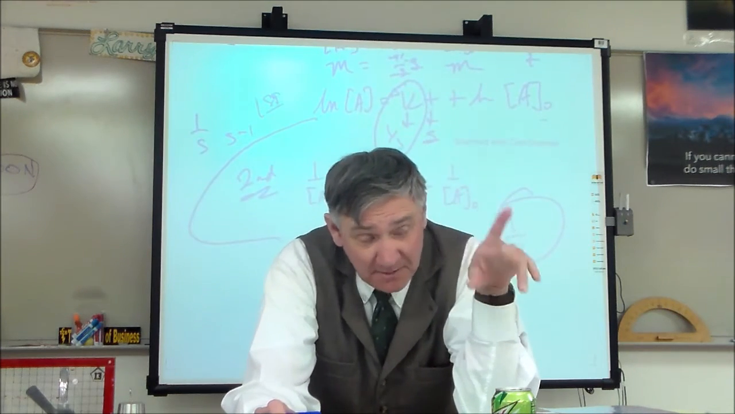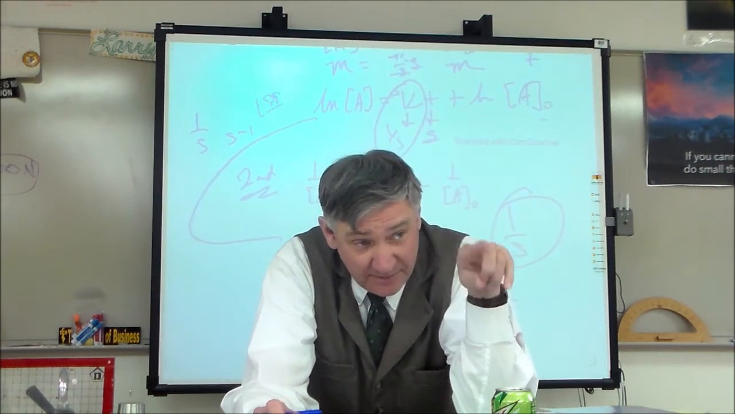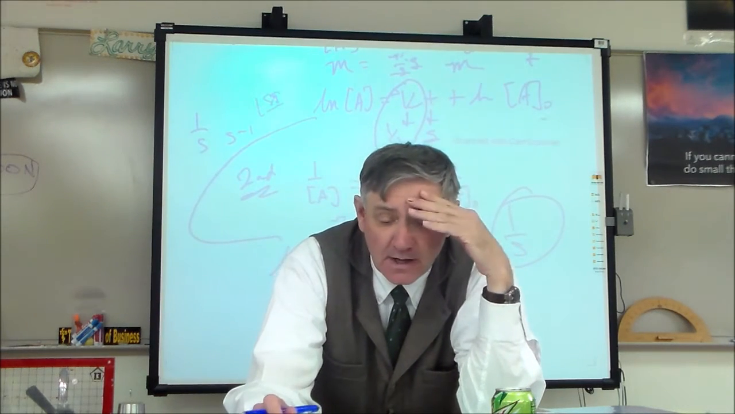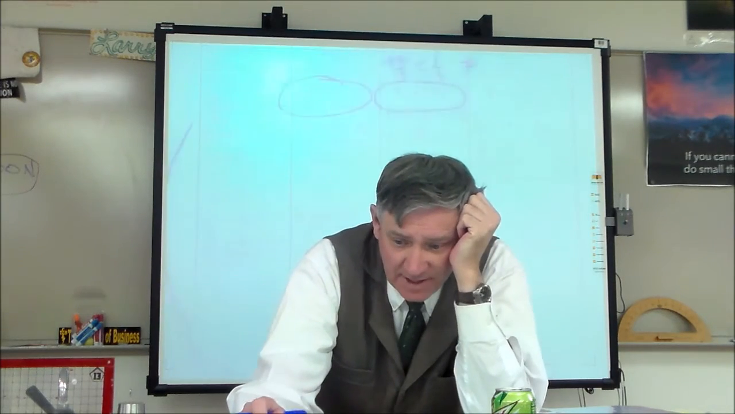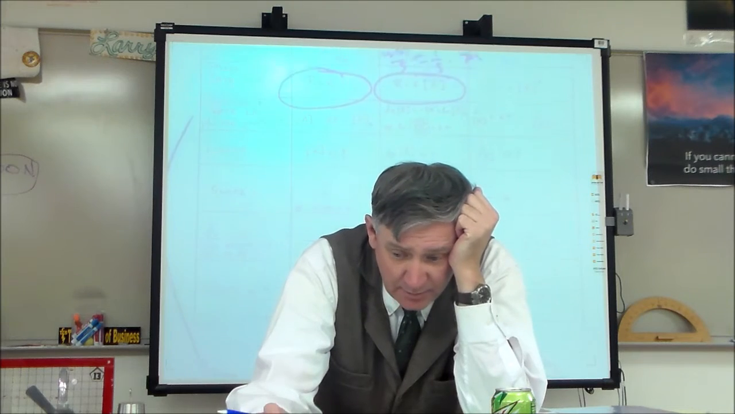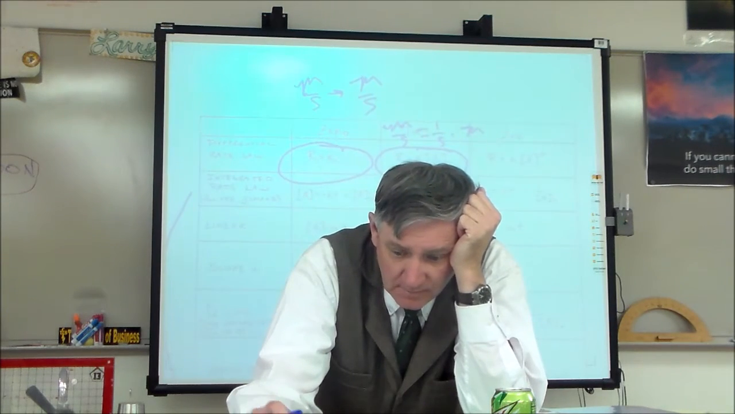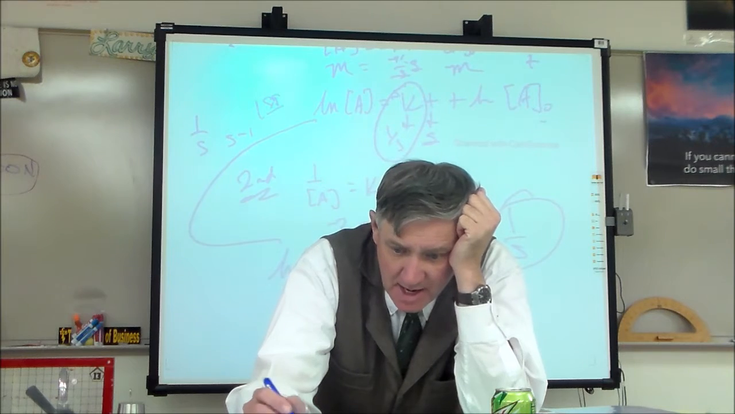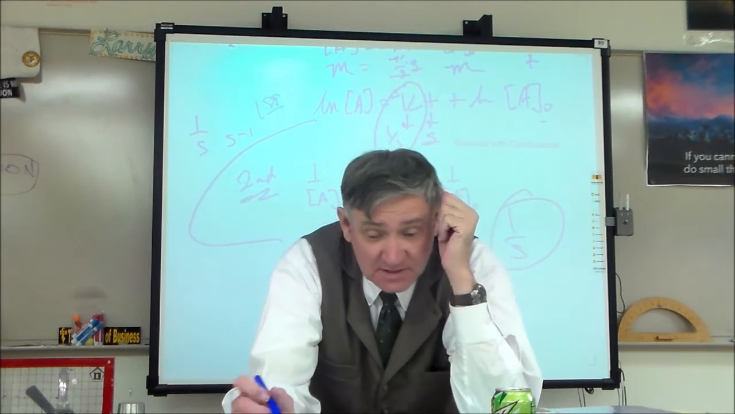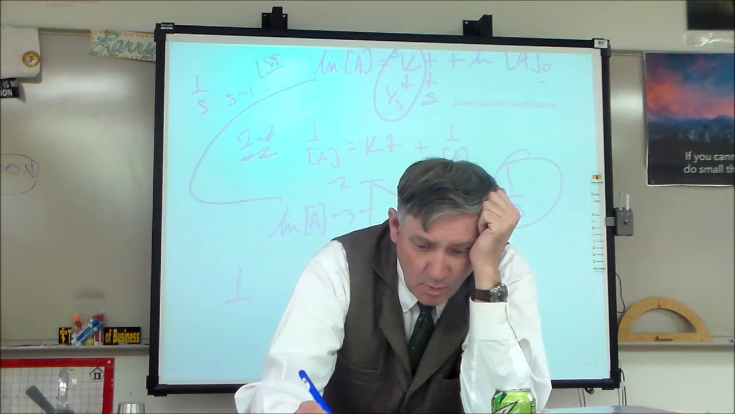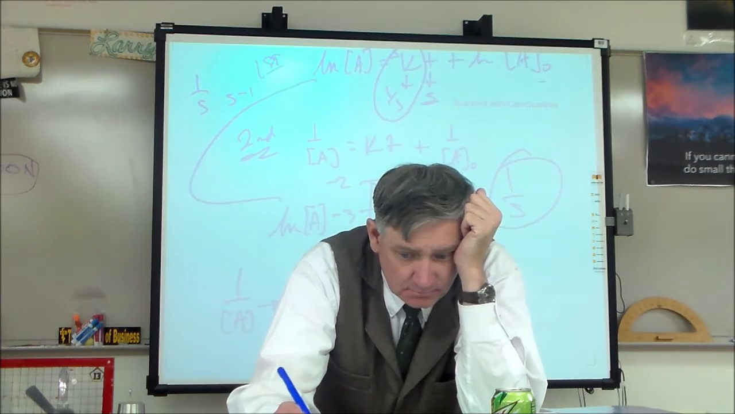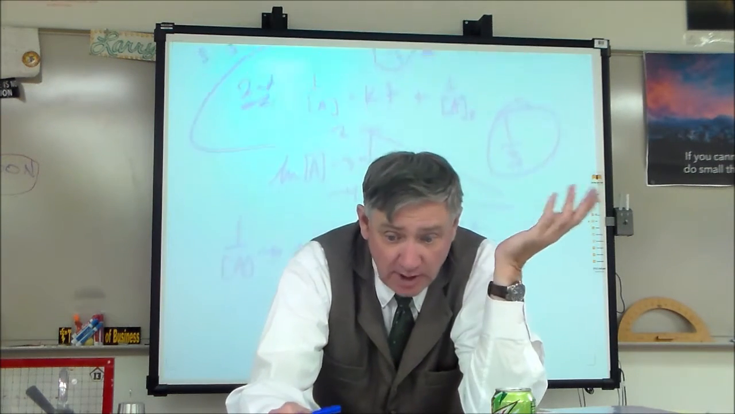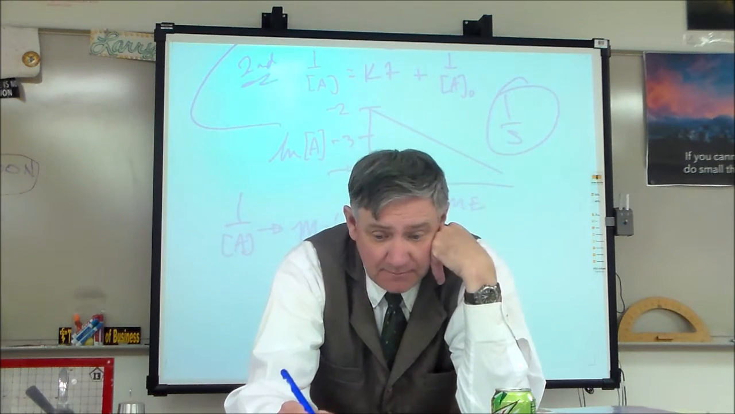Okay, so the two most common ones are going to be first orders and second orders. Now, let's talk about second order reactions. If it's second order, then you're going to have 1 over A. As soon as you take 1 over A, what units is that going to be? 1 over molarity, or M to the negative 1, same thing.